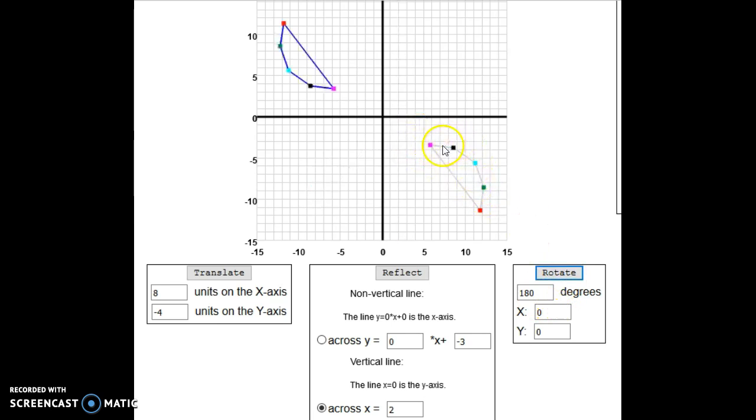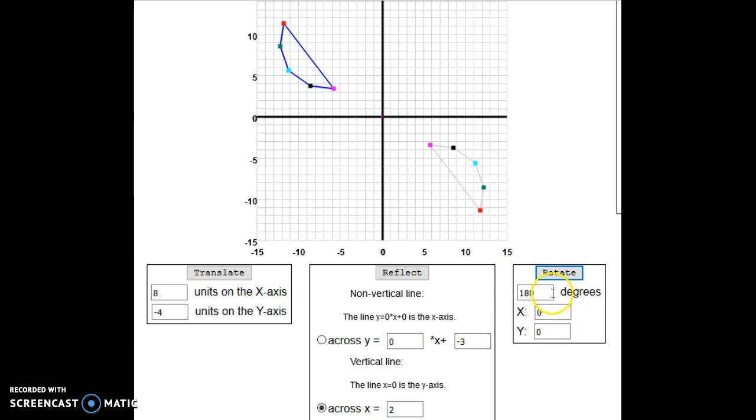So what we've done is we've taken this figure here and we've turned it 180 degrees. When you rotate 180 degrees, you're actually doing 2 reflections. You're reflecting it across the x-axis and the y-axis. So you would reflect it across both axes, the x-axis and the y-axis. That's the same thing as rotating 180 degrees.